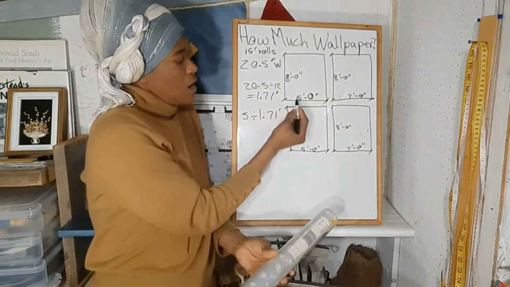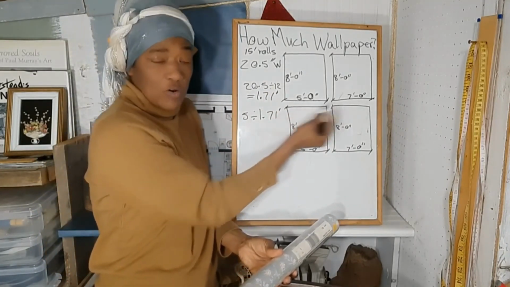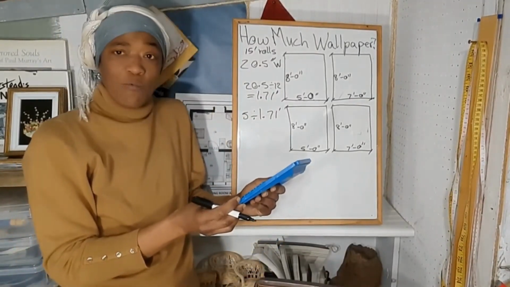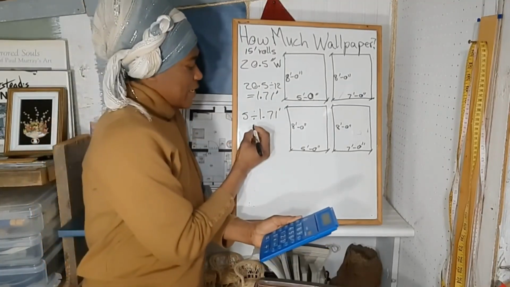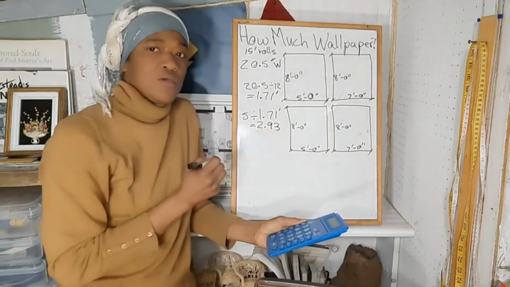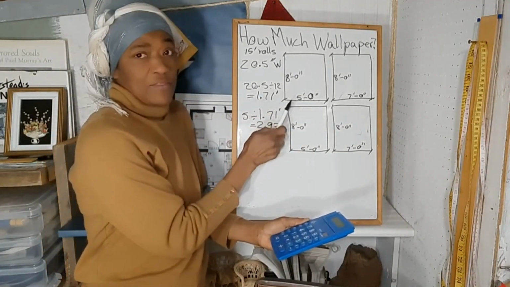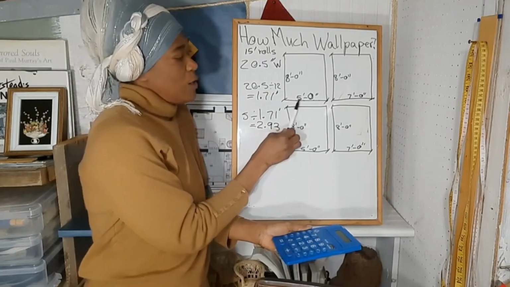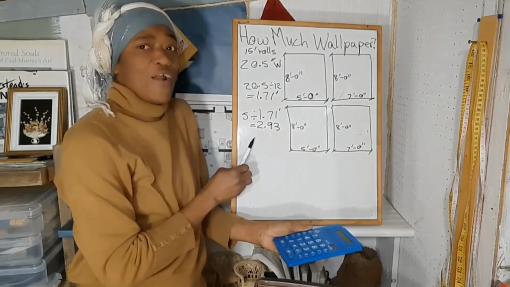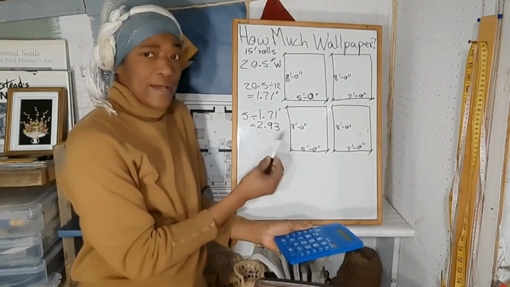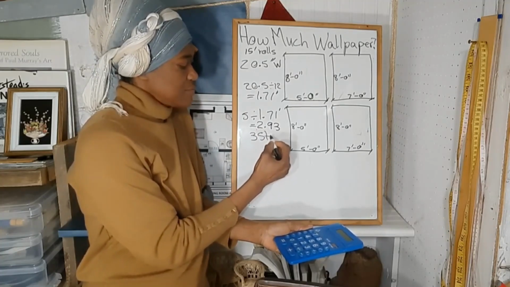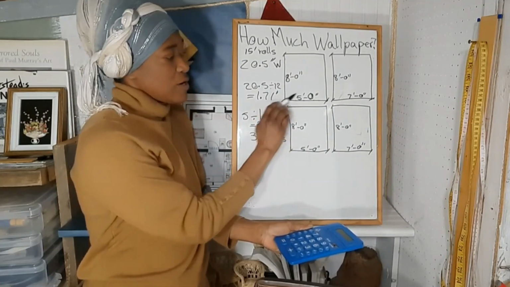So we want to see how many widths we need to go across the wall. So when we divide 5 by 1.71, we get 2.93. So we need 2.93 widths of wallpaper to go across a 5-foot wall. We will round up the 2.93 to 3. So we need 3 strips to go across the one wall.